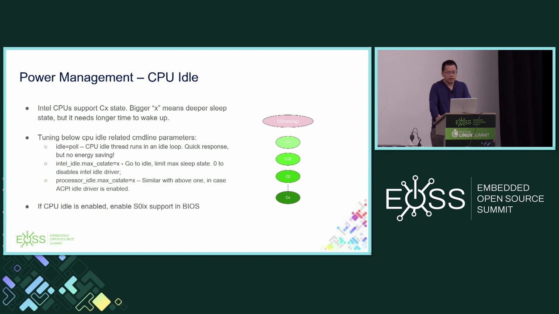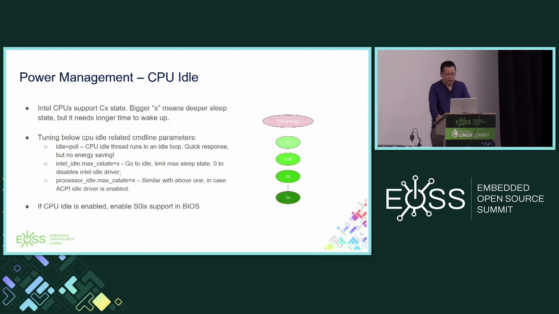We could make tunings on CPU idle as well. Most modern CPUs support idle states. When there is no thread running, the CPU could enter an idle state. Intel CPUs support idle C-states: C1, C1E, C2, and so on. A bigger number means a deeper sleep state. It could save more power, but it needs a longer time to wake up.